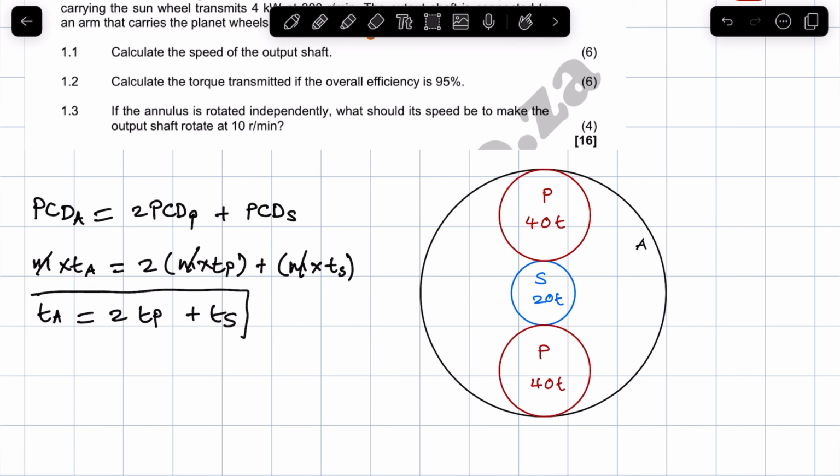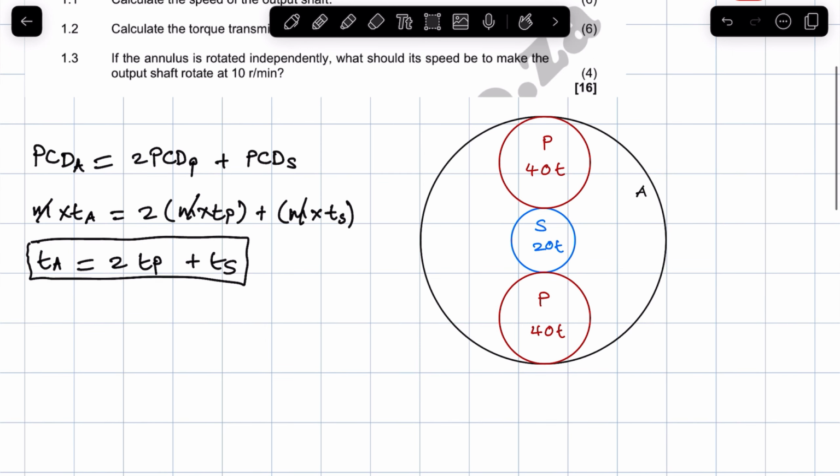We can now use this relationship in calculating any of the number of teeth in a typical epicyclic gear system which we might need. So in this case, we have the number of teeth of the planet as well as the sun gear, so we can use this relationship to get the number of teeth of the annulus. So the teeth of the annulus is equal to 2 times the number of teeth of the planet, which is 40, plus the number of teeth of the sun, which is 20. If you plug this into your calculator, you're going to get 100. So the number of teeth of the annulus is 100 teeth.